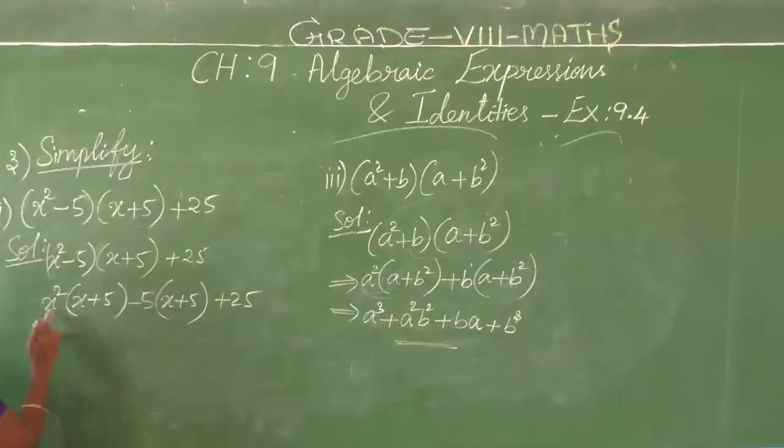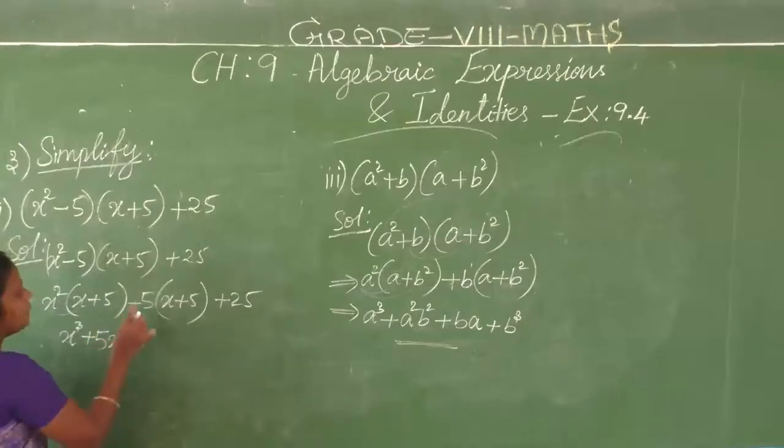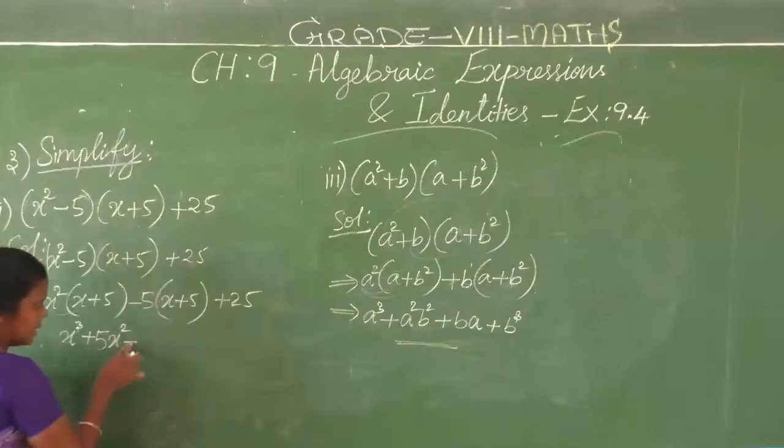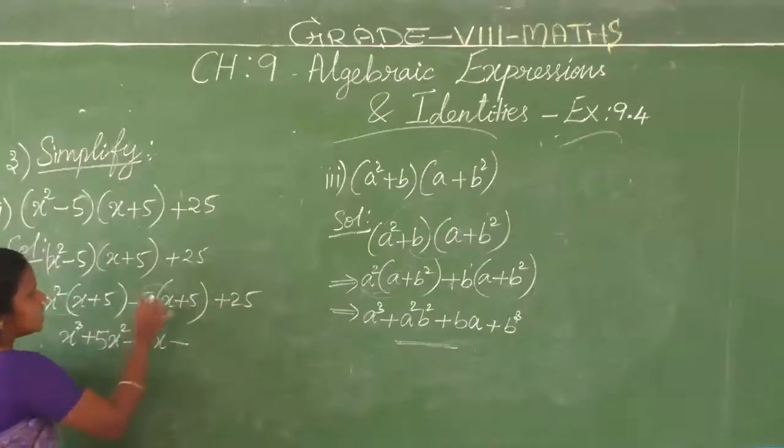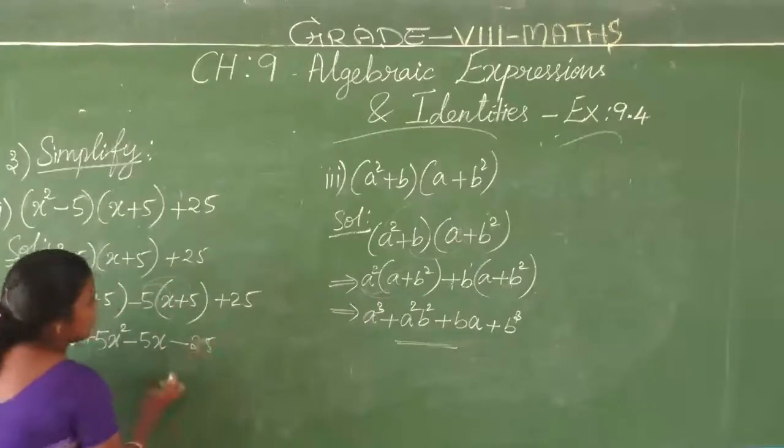Now this into this, x square into x, we know well, is x cube, plus into plus plus, x square into 5, 5x square. Here the coefficient of the variable x square is 1, so 1 into 5, 5, 5 into x square, 5x square. Clear children? Come to the second part. Minus into plus is minus, 5 into x, 5x. Minus into plus is minus, 5 5s are 25. Plus 25 as it is, bring it down.